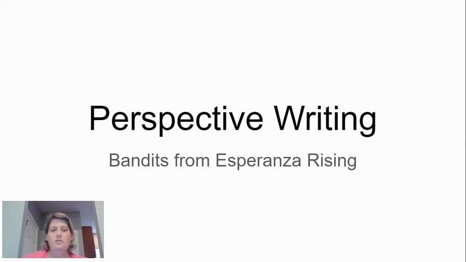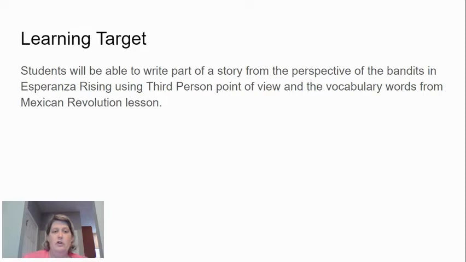Okay, so with this lesson, we are going to start your perspective writing with Bandits from Esperanza Rising. We've been working on this project for a couple of class periods now, and we're going to actually start writing today. So your learning target: students will be able to write part of a story from the perspective of the bandits in Esperanza Rising using third-person point of view and the vocabulary words from the Mexican Revolution lesson.